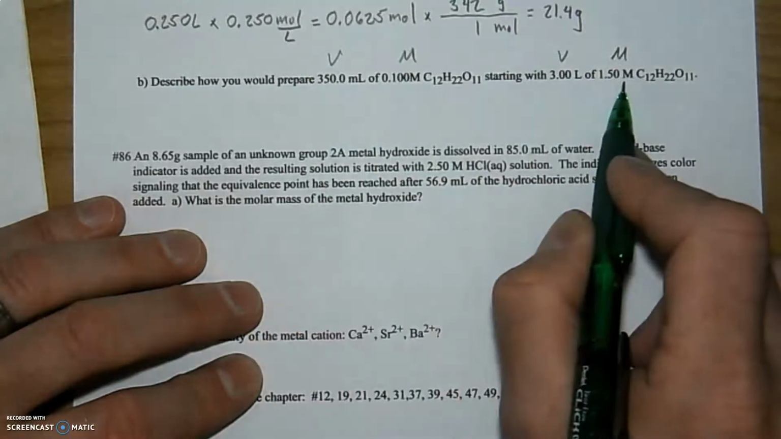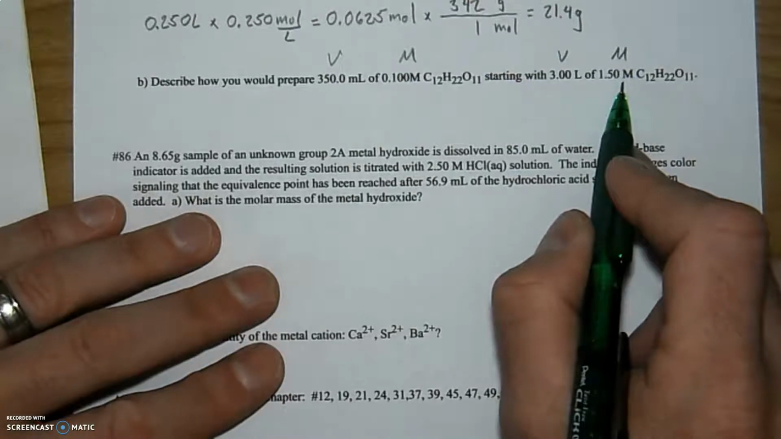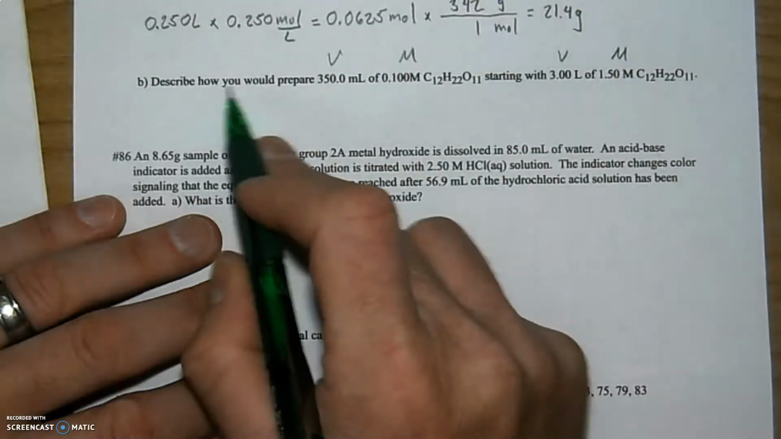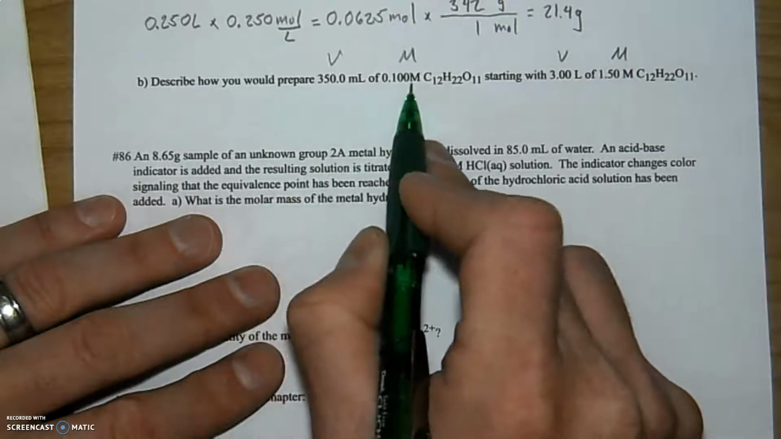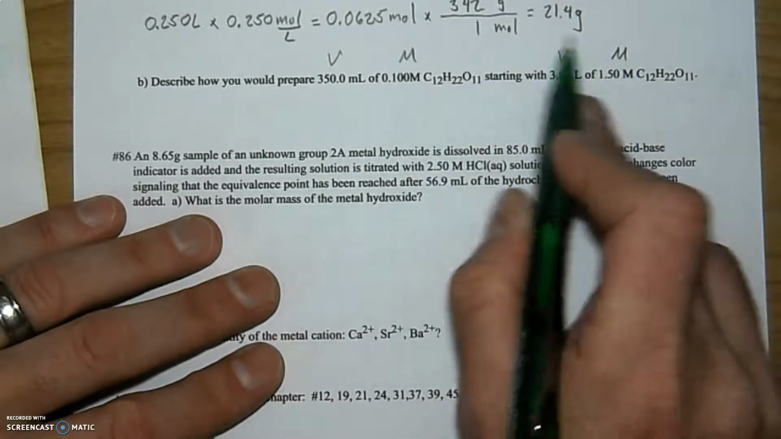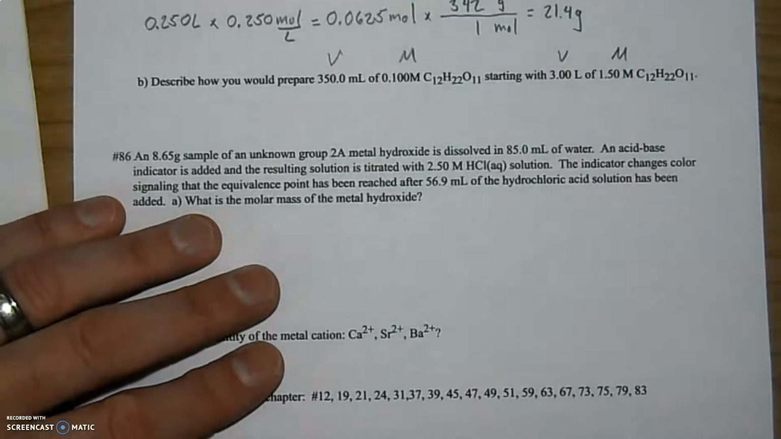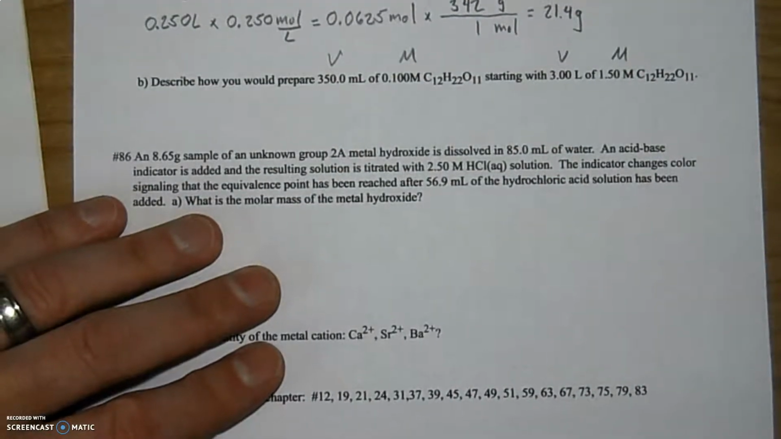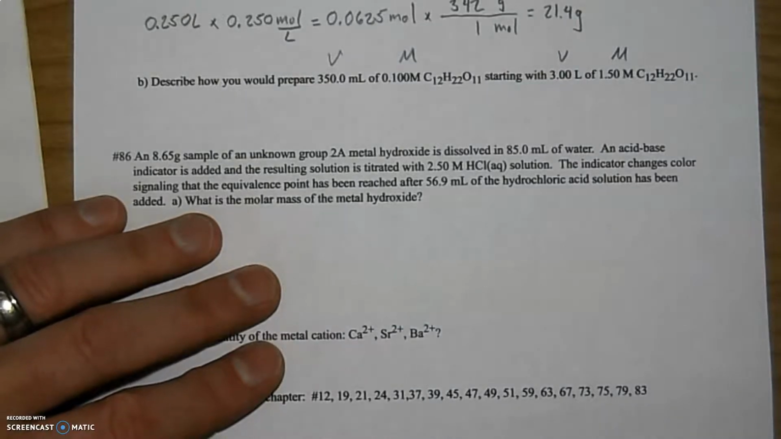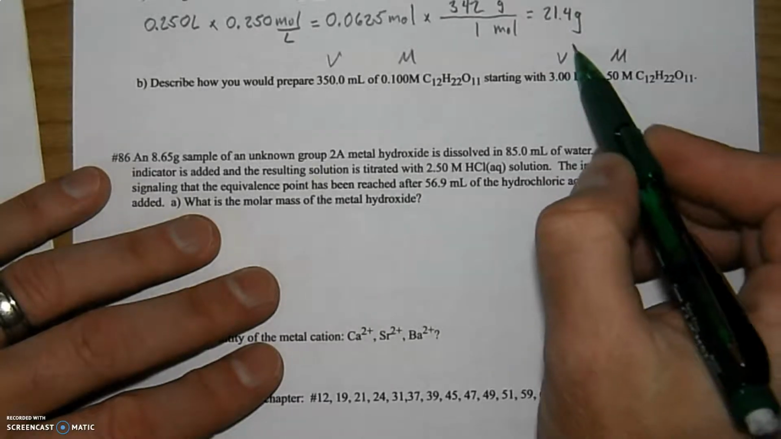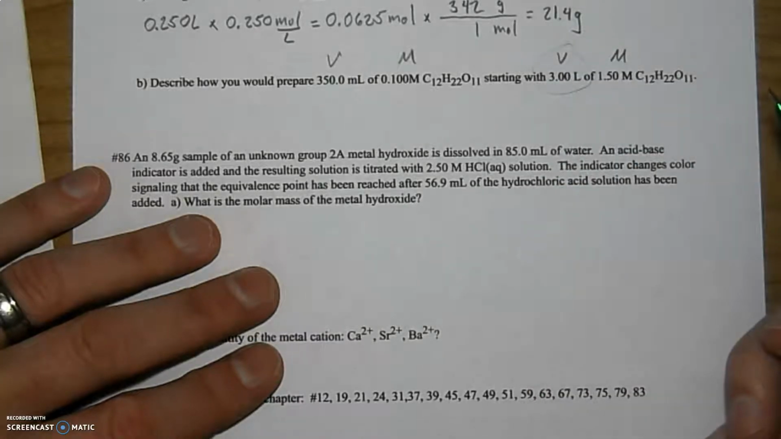So somewhere in here, it seems like I have more information than I need, right? Describe how you prepare this of that concentration, starting with a whole bunch of this. So here it's a little bit confusing. It's like, well, hold on a second. I thought I need a variable in here. And you do have some variable. So we have to think about, okay, what am I missing? I got a whole bunch of stock solution here.